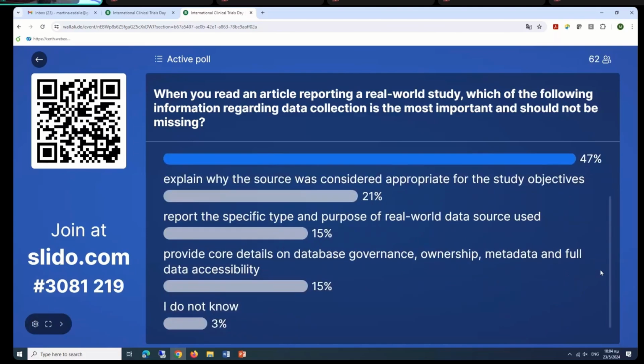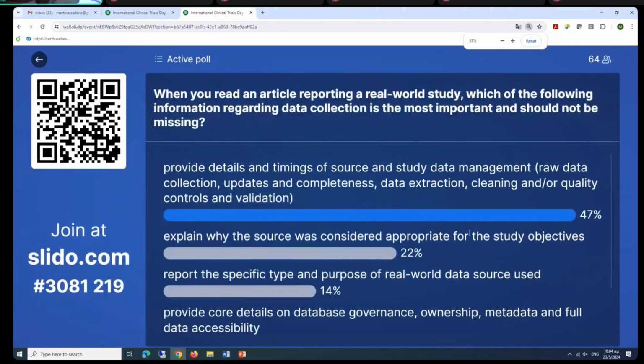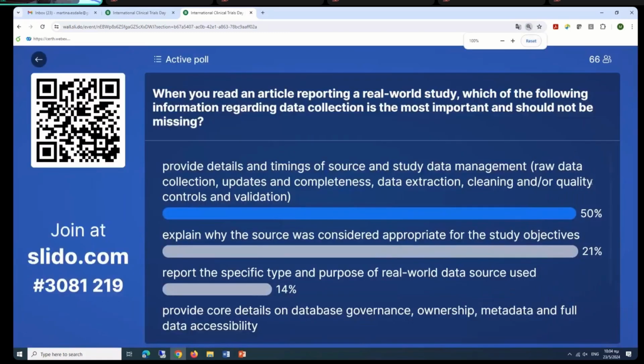So, you have a clear winner: that physicians should provide details and timings of source and study data management. And then, as a second choice, that they should explain why the source was considered appropriate for the study objectives. Now, would one from the majority here in the room like to identify yourselves? Don't be shy. Yes. I think this point is very important, but another point is missing here. It was the second best for me.